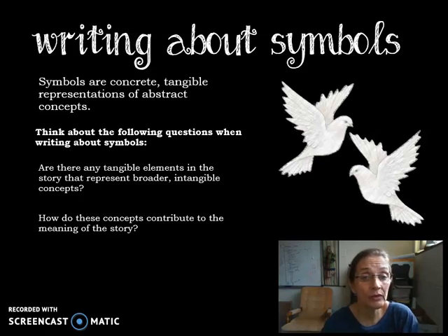Sometimes when you want to write about literature, you might want to write about symbols. Symbols are concrete, tangible representations of abstract concepts. In other words, they're things that represent ideas. So, for example, a dove is a thing, it's a bird, and it represents the idea of peace. An eagle is a thing, it's a bird also, and it represents the idea of freedom.